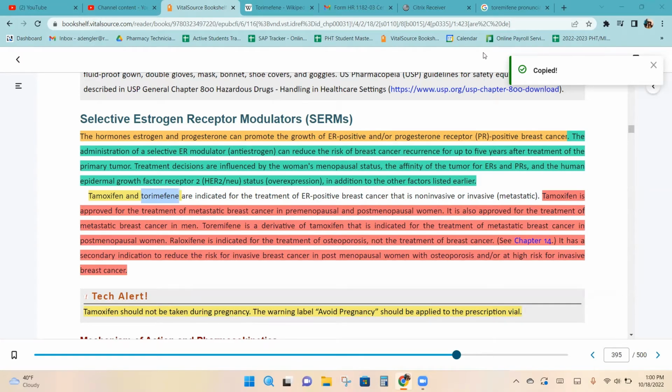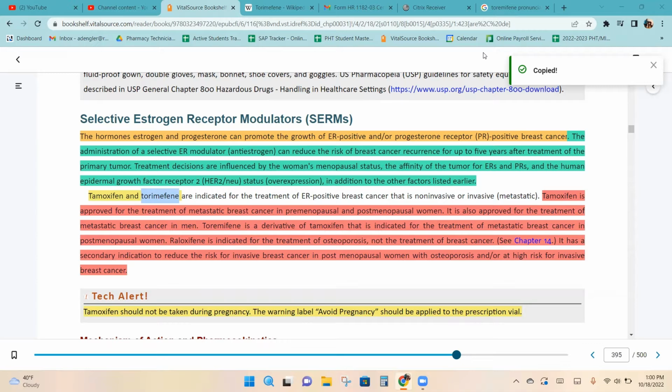Pharmacotherapy and tamoxifen are indicated for the treatment of ER-positive breast cancer that is non-invasive or invasive, which is metastatic. Tamoxifen is approved for the treatment of metastatic breast cancer in premenopausal and postmenopausal women. It is also approved for the treatment of metastatic breast cancer in men.